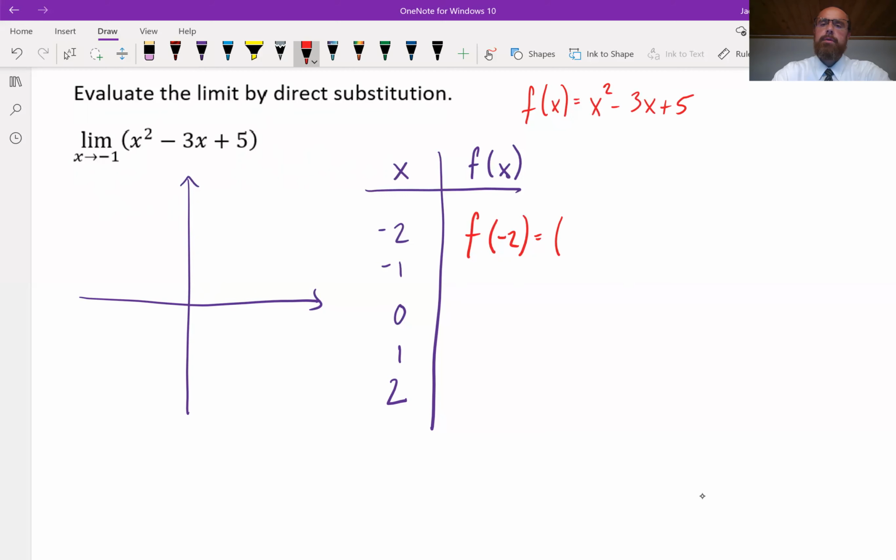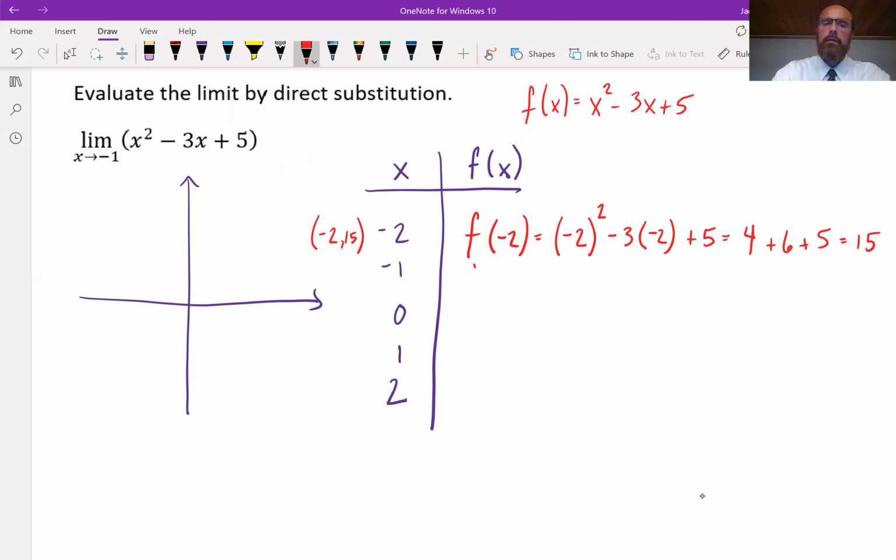So I'm going to start substituting. Now I do need to use parentheses because I'm squaring a negative number. So that'll make a difference for us. -3 times -2. So anywhere I see an x, I'm putting -2. And then I want to evaluate. So that becomes -2 times -2 is +4. Negative 3 times negative 2 is positive 6, plus 5. 4 plus 6 plus 5 is 15. So we got 1 point here, negative 2 comma 15.